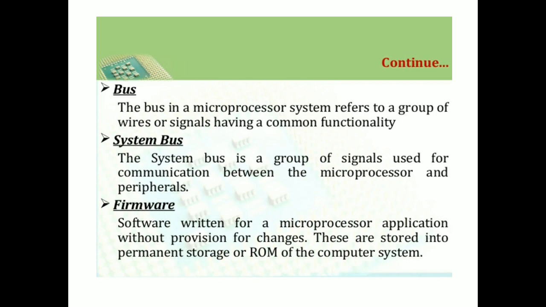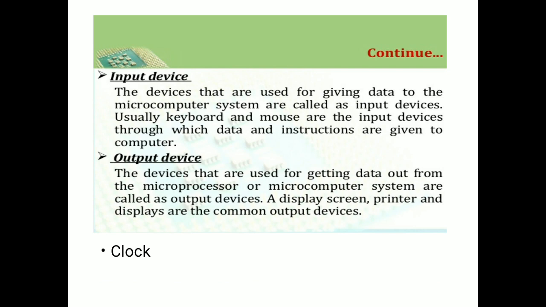Software written for a microprocessor application without provision for changes is called firmware. These are stored in the permanent storage or ROM of the computer system. The next term is input device. The devices that are used for providing data and instructions to the microprocessor or microcomputer system are called input devices. Keyboard and mouse are the common input devices.